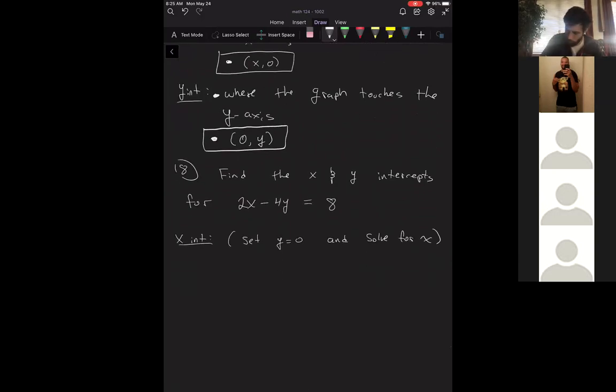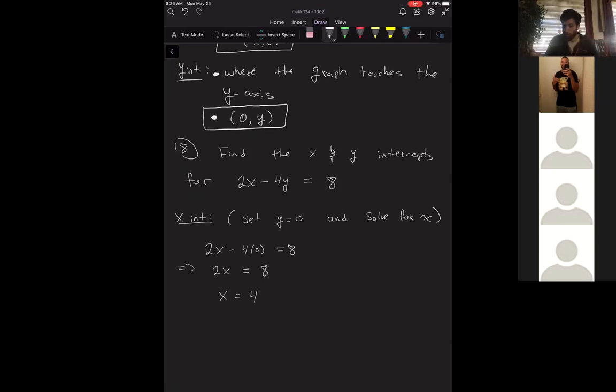So we have our equation, 2x minus 4y is equal to 8. Let's just set y equal to 0. So if we do that, we're going to get 2x minus 4 times 0 is equal to 8. So that tells us that 2x, so we have 4 times 0, that just goes away, equals 8. Divide the 2 over, we're going to get x is equal to 4. So then we get our x-intercept.